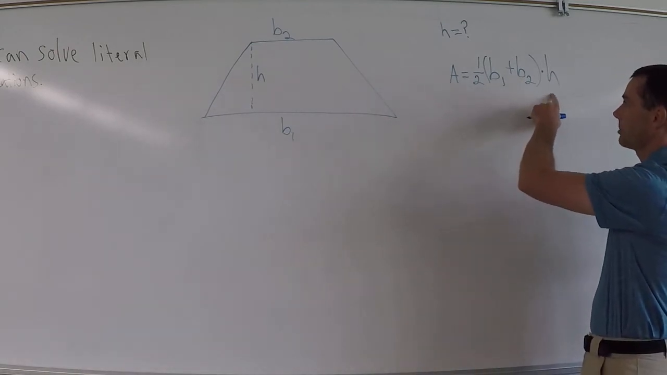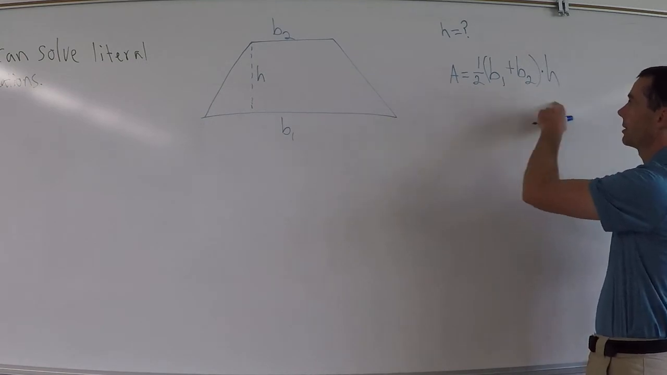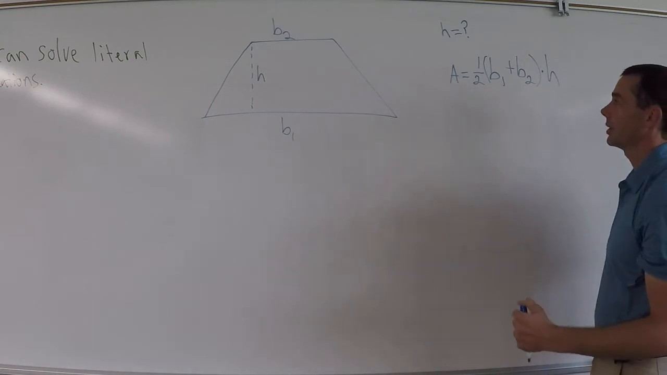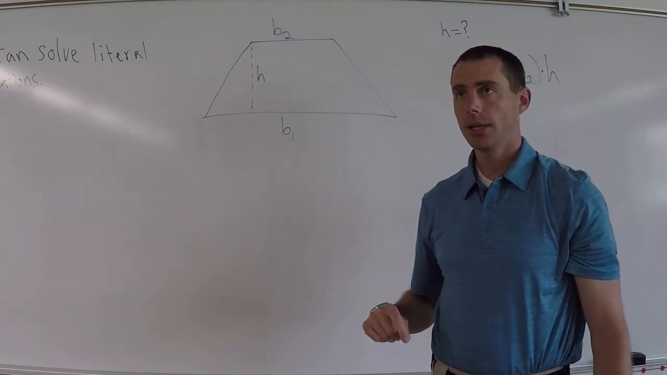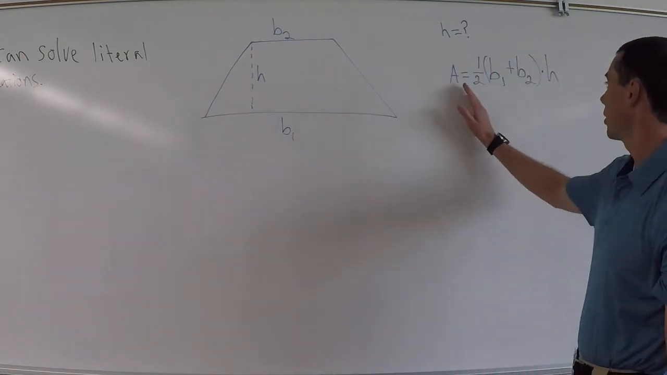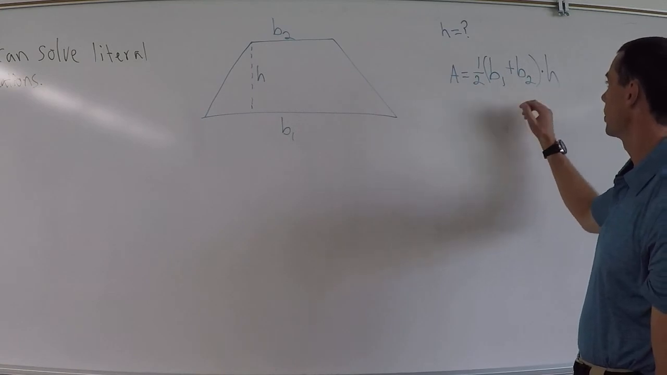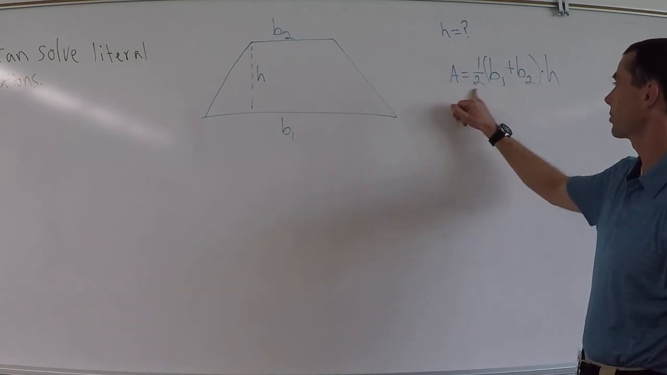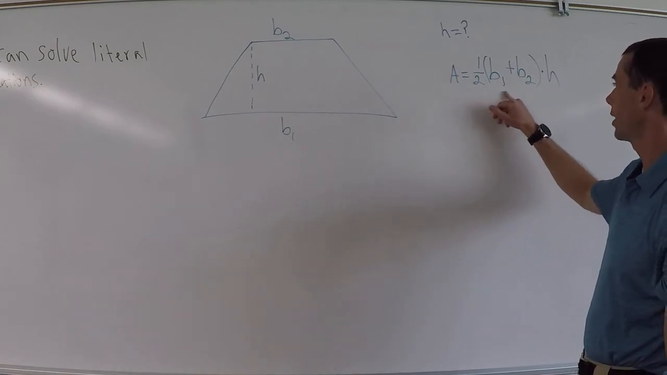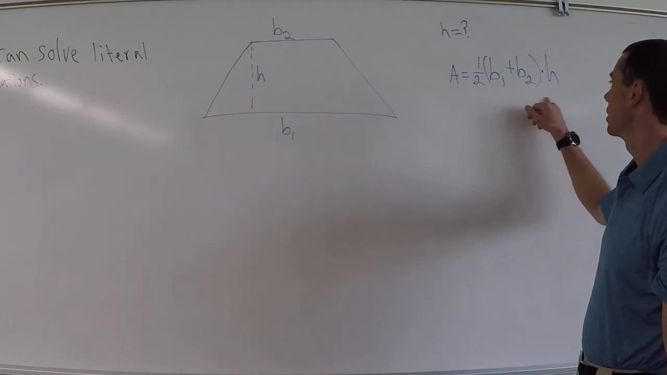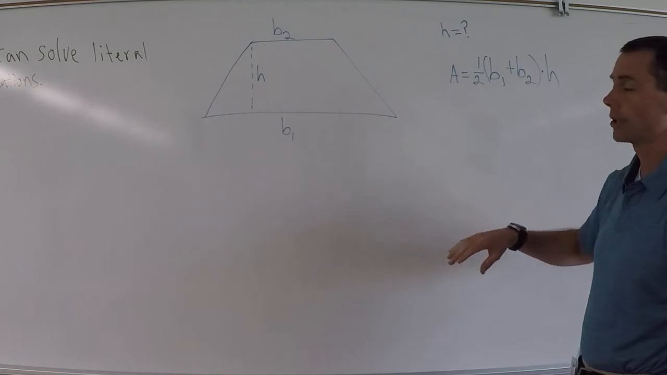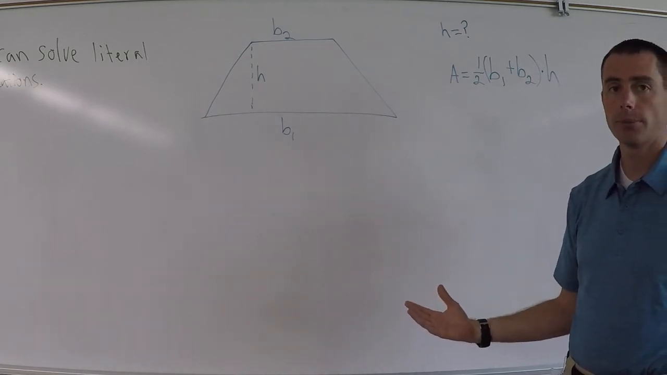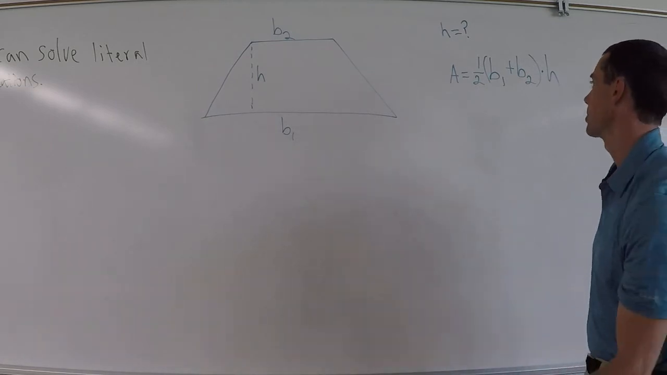So we want the h by itself, which means we want to get rid of this part. And we could do this a couple ways. I'm going to go through more steps. But really, all of this is multiplied by h. So really you could just divide this whole thing out. You could divide by 1/2 base 1 plus base 2, and that would give you your h. But just to show you the process, I'm going to show you more steps.